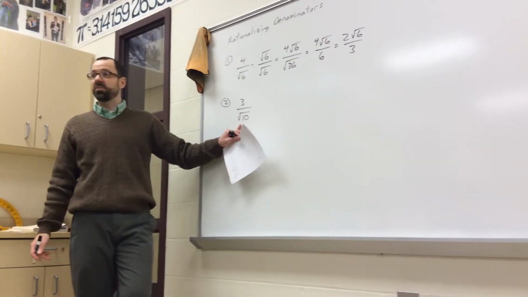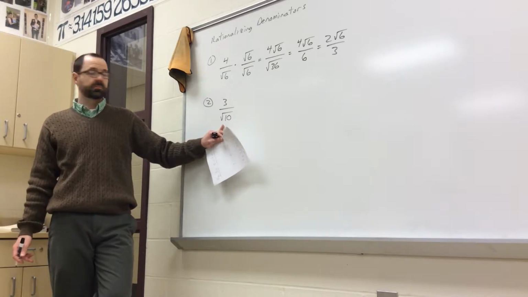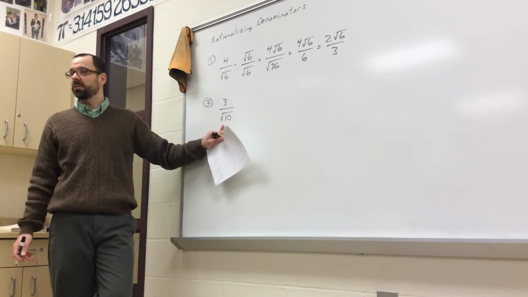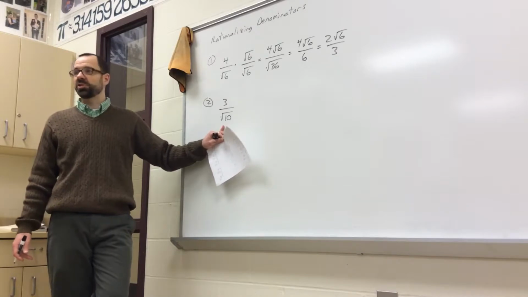Okay, here's number 2. 3 divided by the square root of 10. So I'm trying to rationalize the denominator, which means I'm trying to get rid of the square root in the denominator. So what should I do?